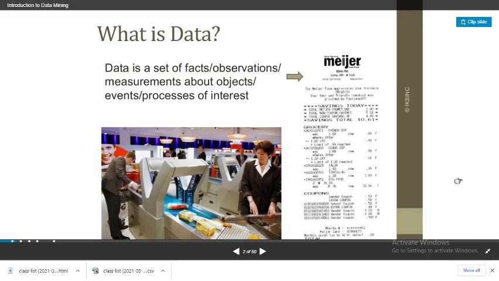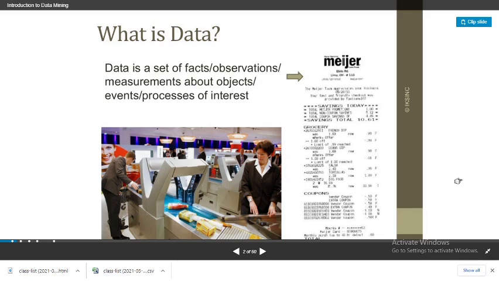Got it? So data is a set of facts, observations, or measurements about objects, events, or processes of interest. This is nothing but facts. In a single word, what is data? Data is nothing but facts. What is a fact? Information about me. What is my name? It is a fact. Vishweshwara is my name. What is my salary? Where am I working? Working as what? Number of years of experience.